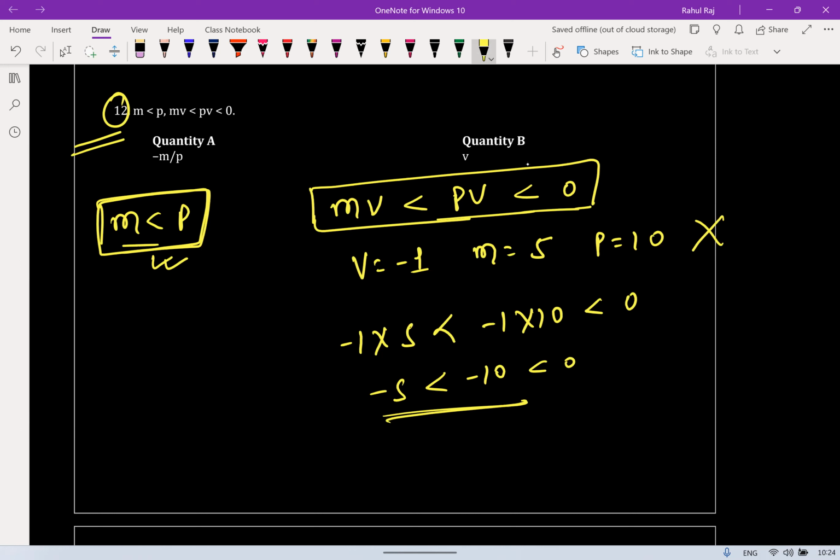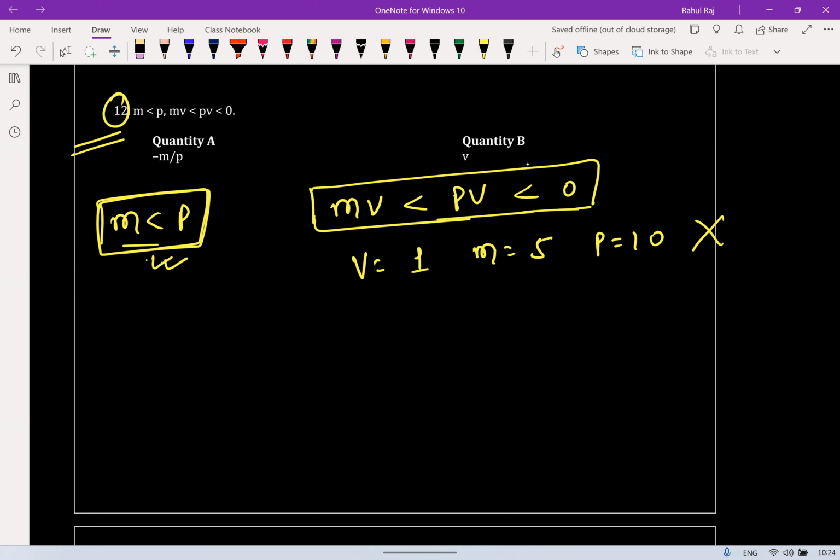Now what should I do? I'll take M and P of negative sign and V of positive sign and see exactly what we can get. Am I right? So then I'll take -5 and 10, and V as -1. You use the same numbers, change the signs. No, but I'll take M as -10 now because I have to take M less than P, and P as -5. Whatever M and P you take, M should be less than P. Okay, so we'll try.